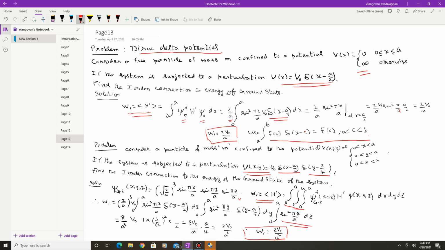So this is the definition for evaluating the delta potential. So this is the integral using a delta function. So use this one, you can easily evaluate this integral.